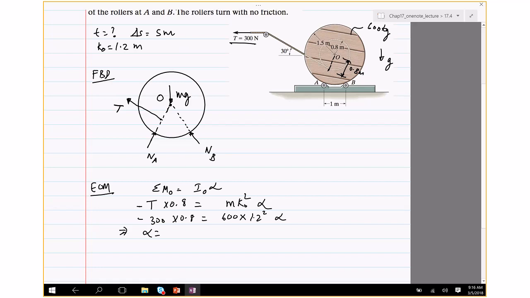Alpha is minus 0.2778 radians per second square. The negative sign indicates that the spool is spinning clockwise direction, right? Our convention is counterclockwise, alpha is positive this way, but the spool is spinning this way, so it's clockwise.